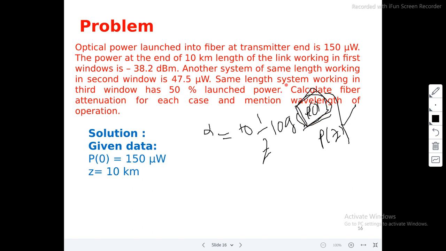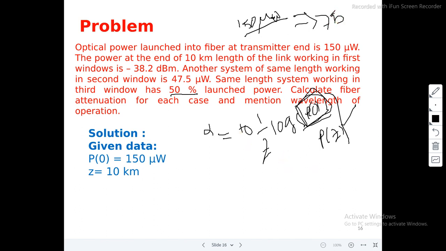But in the third condition, the same length system working at the third window has 50% launched power. The launched power is 150 microwatts. In the third condition, only 50% of the launched power is used, that is 75 microwatts. So that is the third condition. Now you calculate them.